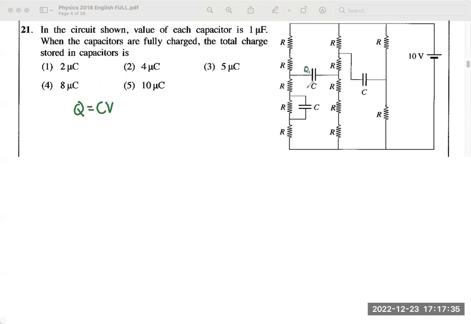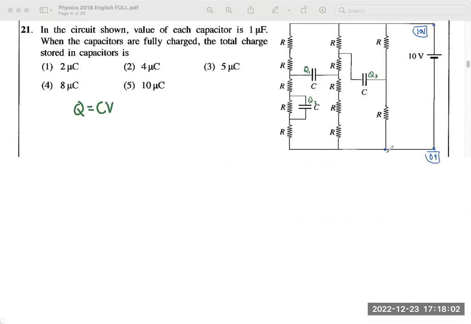Here we'll say the charge is Q1. Here we'll take the charge as Q2. Here we'll take the charge as Q3. Only 3 are there. So we need to find out Q1, Q2, Q3 individually, and then we have to calculate it. For that, we need the potential difference across the capacitors. Now we can see there is a 10 volt battery used. So here we'll take the potential as 10 volt, and here we can take the potential as 0 volt.